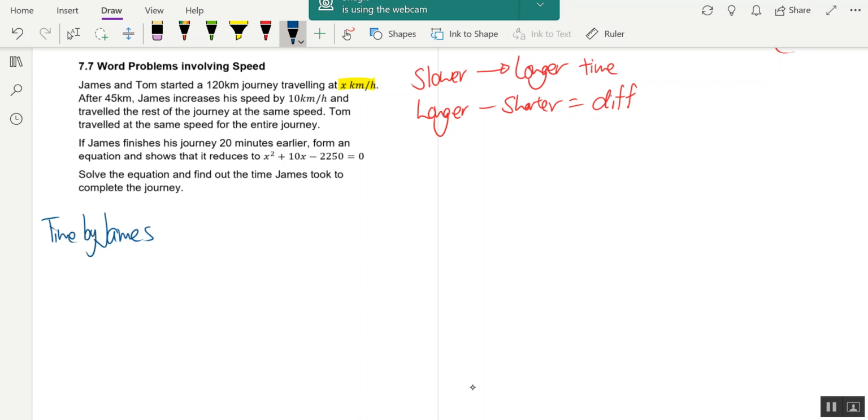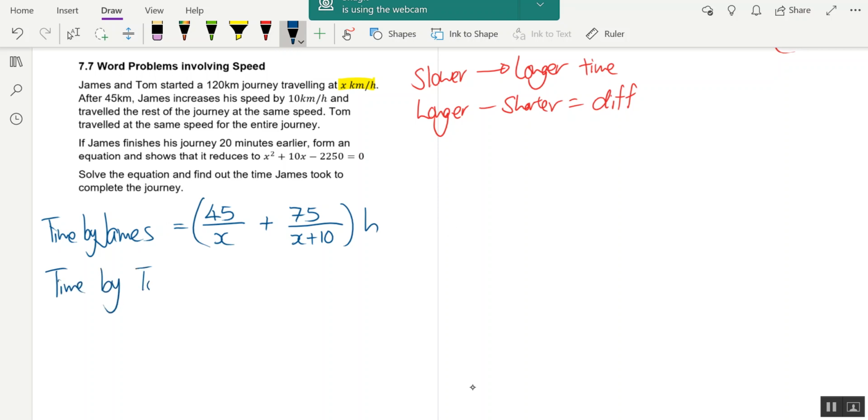Time by James is equal to, so first, he traveled 120 kilometers, and after 45 kilometers, so for the first 45 kilometers he traveled at X kilometers per hour. Then the rest of them, which is 75, he traveled at X plus 10. So this is the total time taken by James. Write it down first, even though they never tell you to.